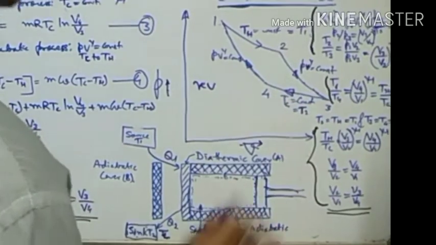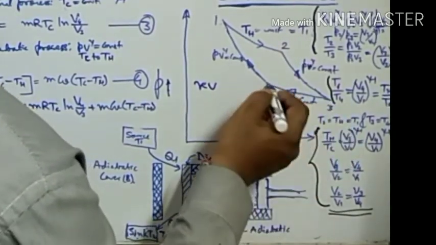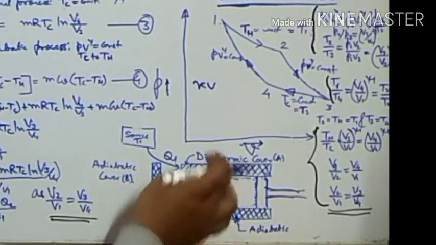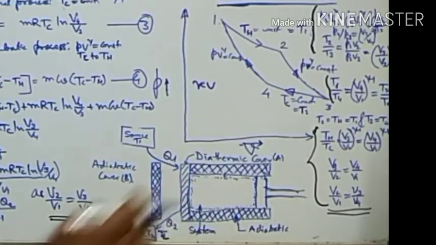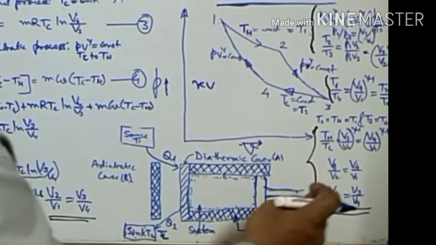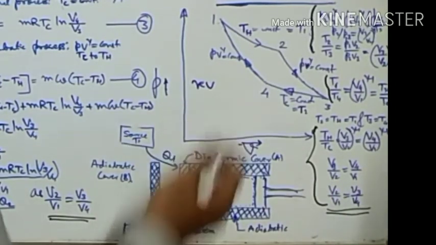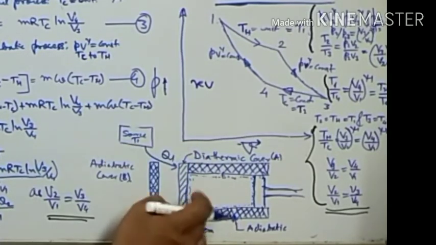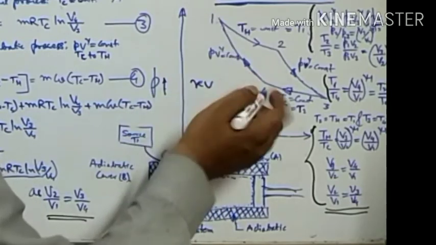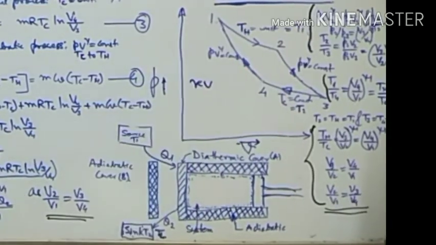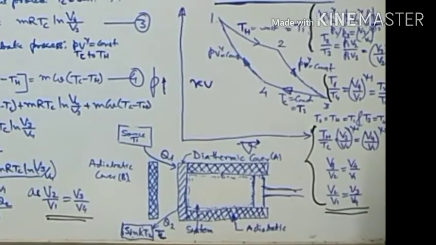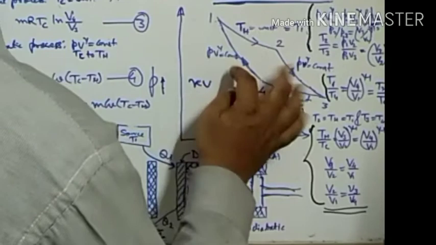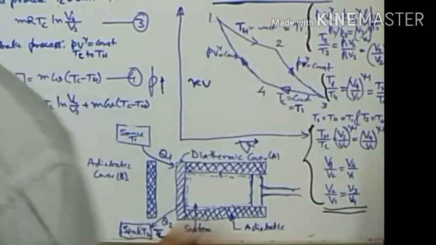So 3 to 4 is isothermal compression, and from 4 to 1, at this point we will remove this diathermic wall and we will put again the adiabatic wall here, and then the piston will move very rapidly so that there is no heat transfer going out of this, and that is the compression. So 4 to 1 is the adiabatic compression. So we'll complete the cycle. So in this Carnot cycle we are having 2 isothermal processes and 2 reversible adiabatic processes.